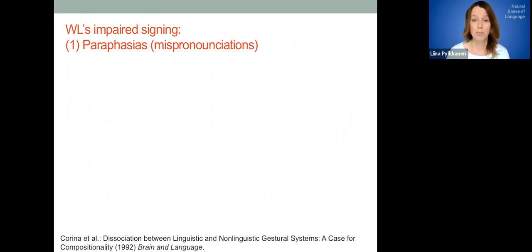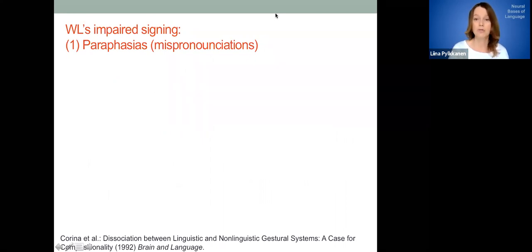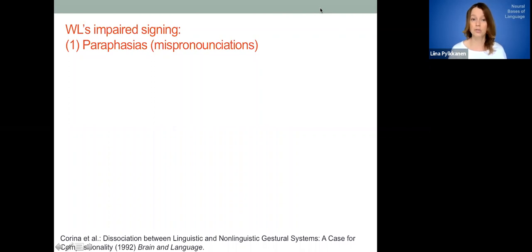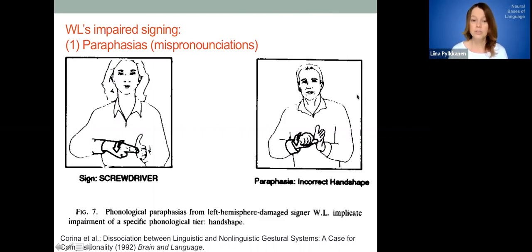So he does have problems signing, and in particular, his mistakes are of a couple different types. The first one is so-called paraphasias. And these are phonological mistakes, so mispronunciations. And so here is what they look like. For example, here you see the sign for screwdriver. And the mistake that WL would make is to use the incorrect hand shape.